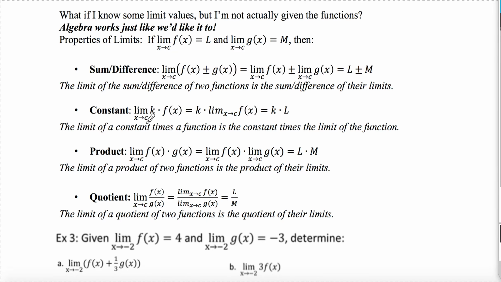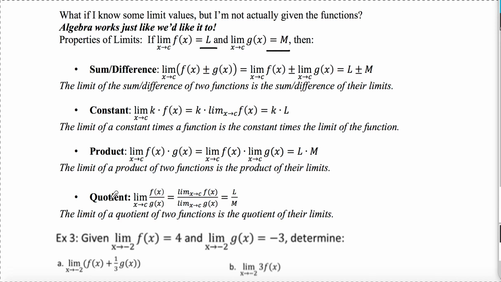Same thing if we have a constant. If we have the limit as x approaches c of some constant times some function, and we happen to know the limit of that function, well, that's easy. We just do that constant times what we know the limit to be, L in this case, whatever that number is. For the product, same thing. If we're trying to find the limit as x approaches c of f of x times g of x, and we know the limit of f of x as x approaches c, and we know the limit of g of x as x approaches c, well, we can just multiply those two limit values if we happen to know them, like we do up here, right?